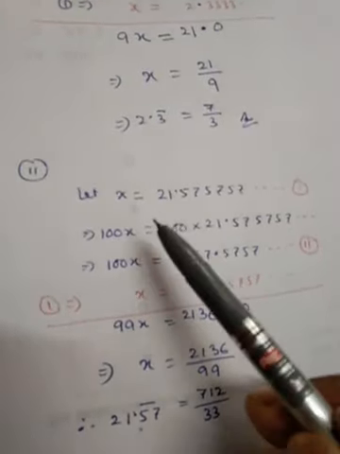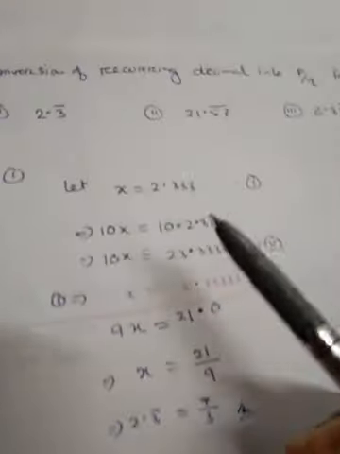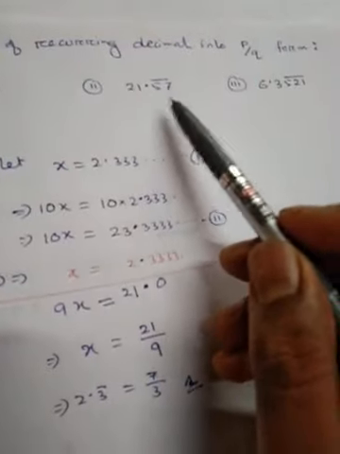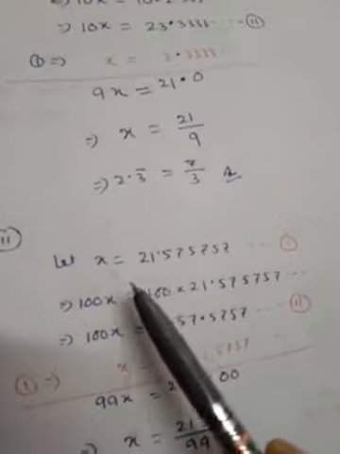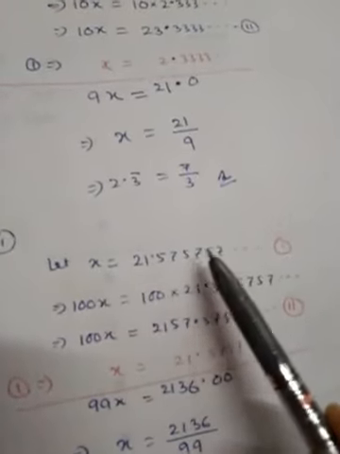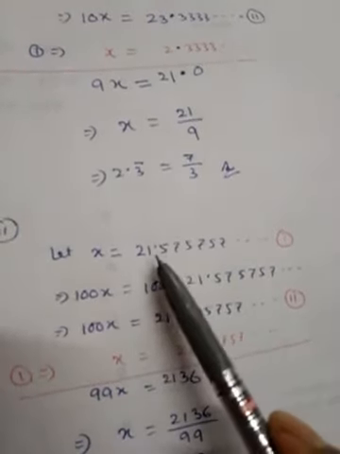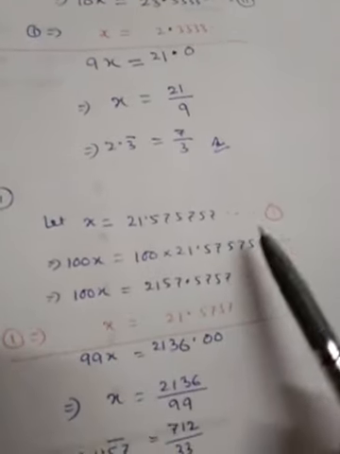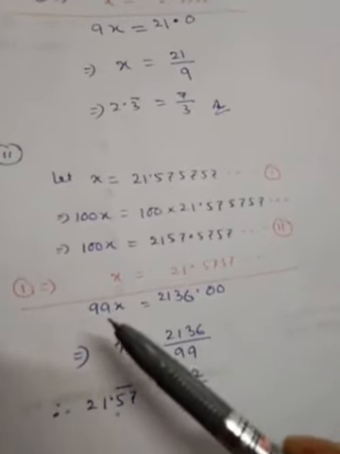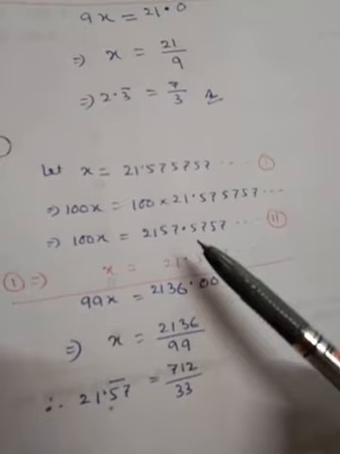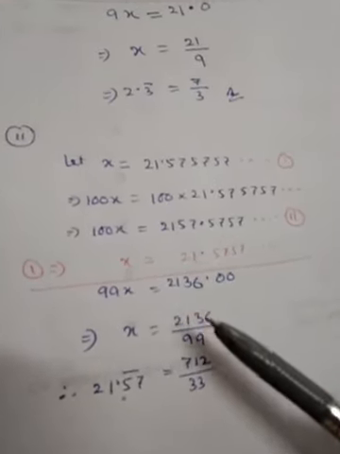So I have shown here the second and third also. Second, it was given 21.57 bar, so 57 was repeating, so 2 digits were repeating, so we have assumed this as x equals 21.5757, then both sides we have multiplied by 100 because 2 digits were repeating. And then equation 1 we have subtracted from this, you can see 100x minus 1x is 99x, and then after decimal the digits are the same, so it becomes 0, so 2136.